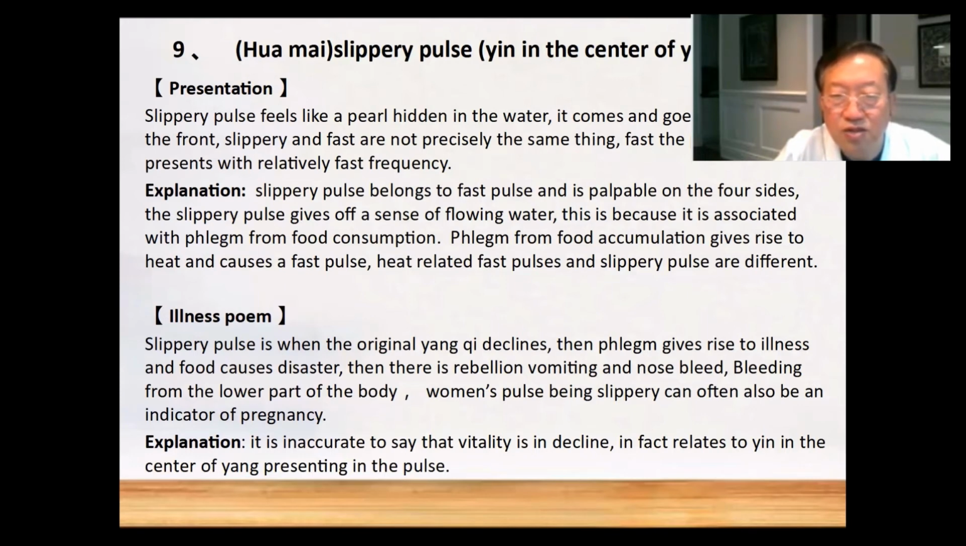Illness poem. Slippery pulse is when the original yang qi declines. Then phlegm gives rise to illness and food causes disaster. Then there's rebellion, vomiting, and nosebleed. Bleeding from the lower part of the body. Women's pulse being slippery can often be an indicator of pregnancy. Explanation. It is inaccurate to say that vitality is in decline. In fact, this relates to yin in the center of yang presenting in the pulse.